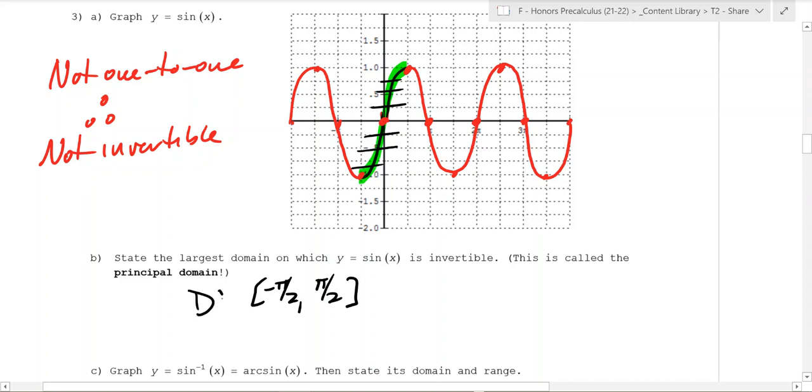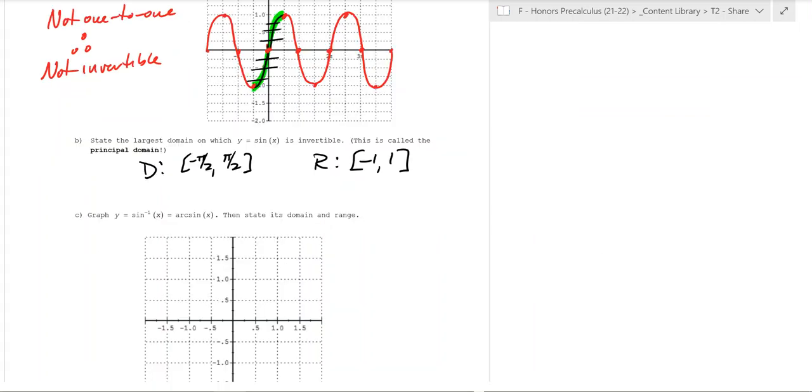And that would be the domain. And the range for that piece goes all the way from -1 up to 1 inclusive. So we're just looking at a piece of it, just that piece. So what we're going to do now is graph arc sine, which is the inverse of sine.